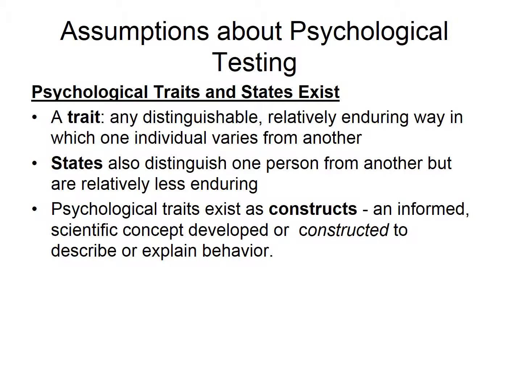And everything that we're interested in, at least in psychological testing and measurement, are these constructs. They're informed scientific concepts developed and constructed to describe and explain behavior and differences between people, but they're not something that usually can be physically measured. They have to be measured through either observation of behavior, self-report, or some other secondary source, which is why we need to create these tests and these measures.